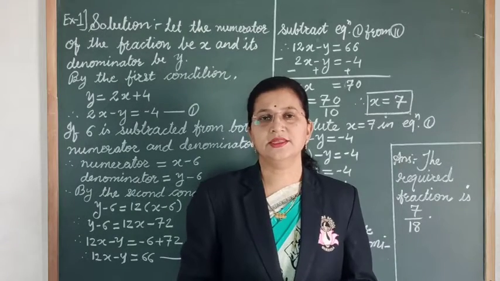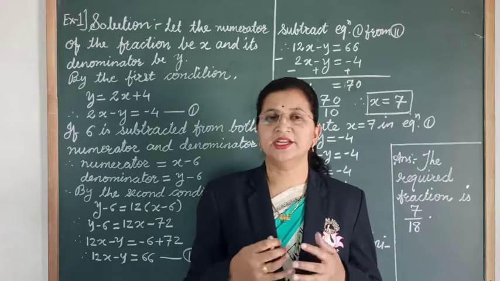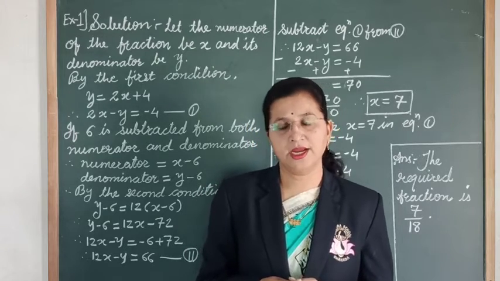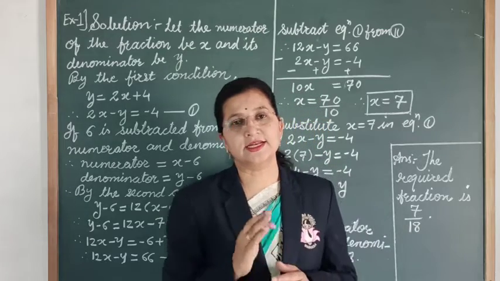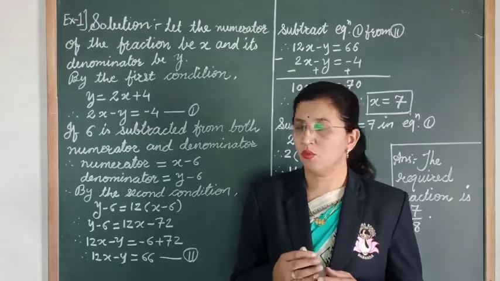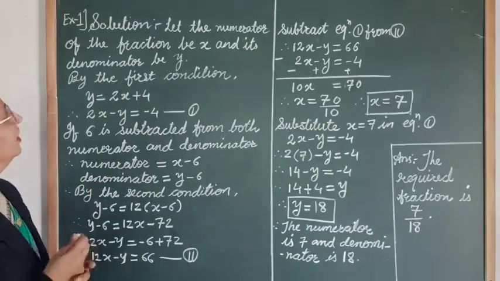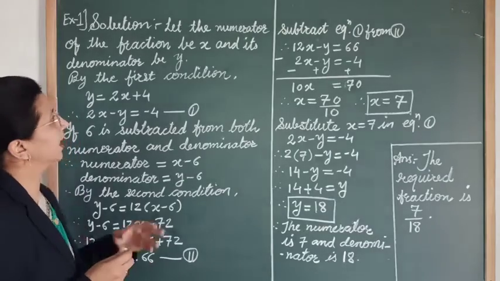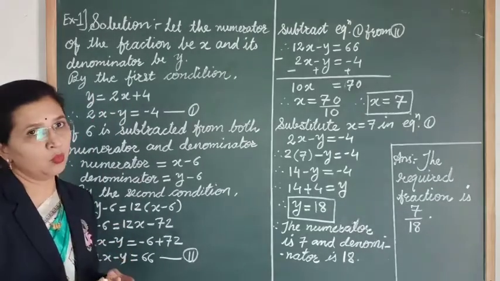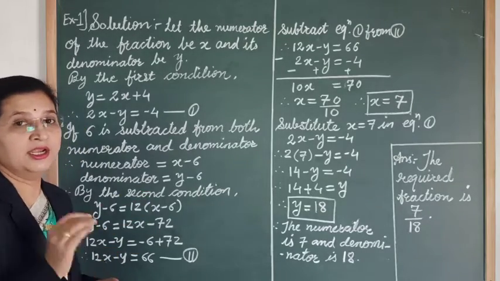Dear students, in this question, we are given a fraction and conditions on the fraction. So in this case, let's consider the numerator as x and the denominator as y. Let the numerator of the fraction be x and its denominator be y. So, by the first condition, what is the first condition?